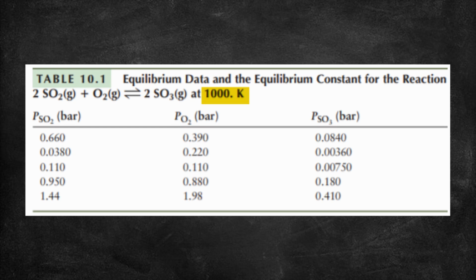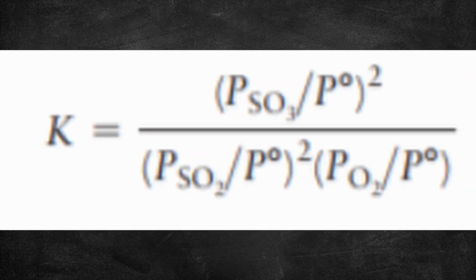Take a look at this parameter here, defined as K, that we call the equilibrium constant. So we have the partial pressure of SO3 divided by the standard pressure, that's this P0. This expression is squared, divided by the partial pressure of the gas SO2 divided by the standard pressure, this expression squared, times the partial pressure of the gas oxygen divided by the standard pressure. The standard pressure is 1 bar, and we're using the partial pressure in the unit bar.